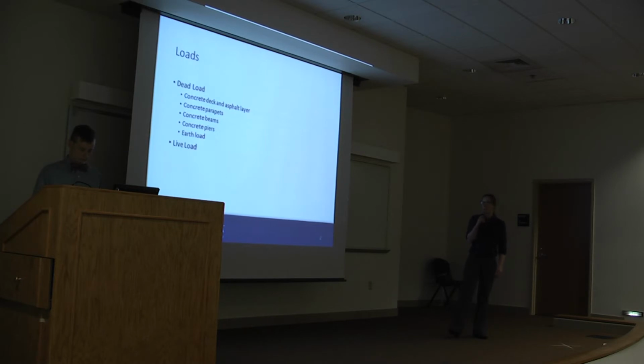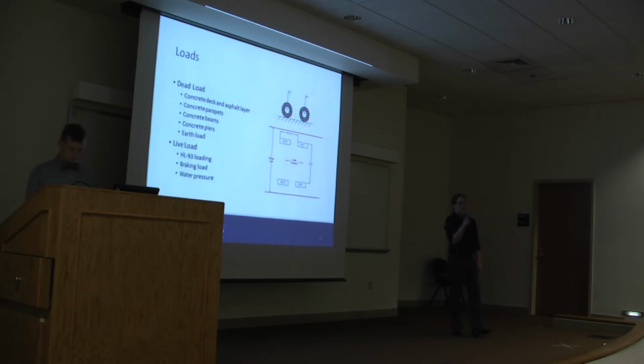The live load was HL93 loading, that's highway loading, 1993. 93 was the year it was added into AASHTO code. This is a diagram of HL93 loading. This is the vehicle specified by the owner to be accessing the bridge. As you can see, there are 2 axles, 25,000 pounds or 25 kips per axle. Also in the live load was a braking load and the water pressure of the stream acting on the piers.